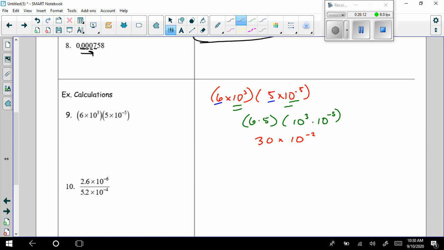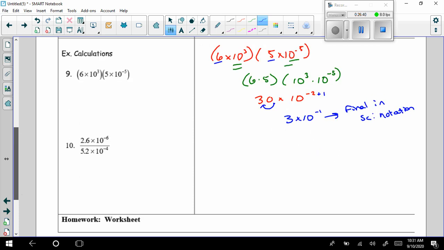All right. Make sure that your final solution is in scientific notation. So I'm going to move 1 to the left, which means I'm actually going to add 1 to the exponent because I made the number smaller, and when I go back, I want to make it bigger. So this is 3 times 10 to the negative 1 would be my final answer in scientific notation.